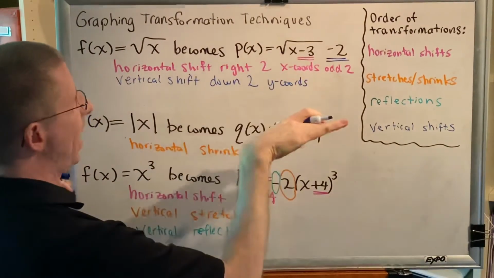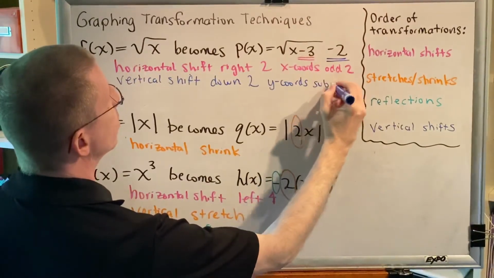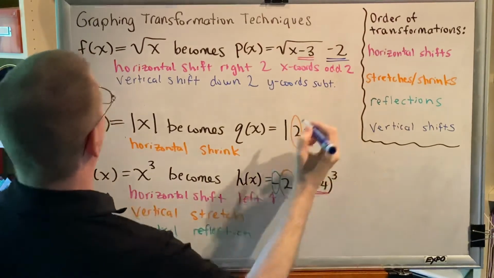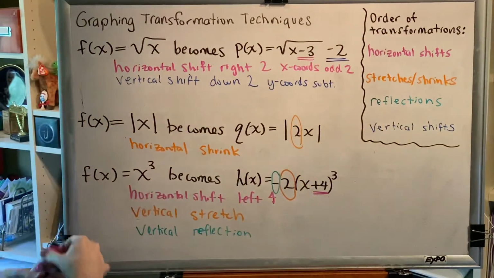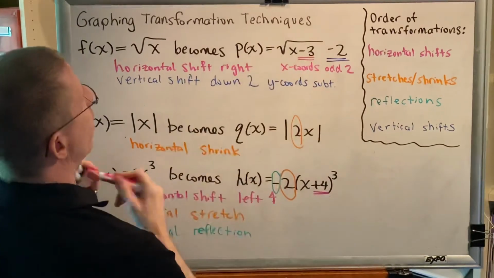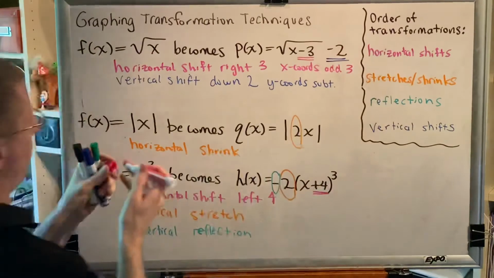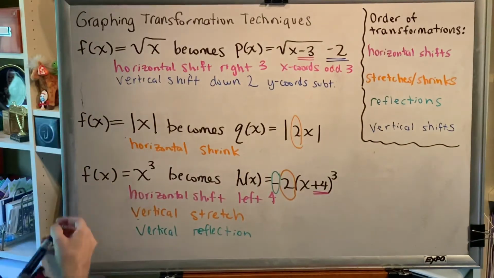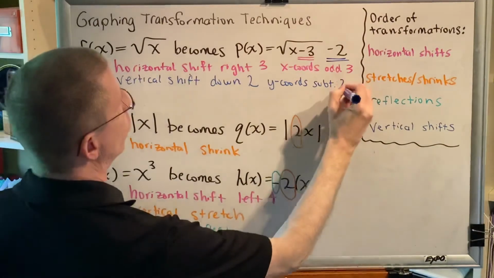All right, vertical affects the Y coordinates. And if we're going down, we're getting smaller, so that's subtraction. So Y coordinates subtract. Oh, I've got a wrong number here. This is a mistake from a long time ago. This should have been right 3 and add 3. Sorry about that. Okay, vertical shift down 2, that means the Y coordinates are going to subtract 2.